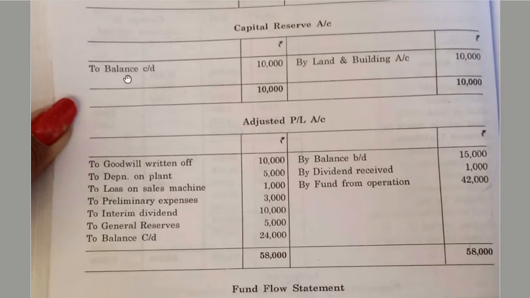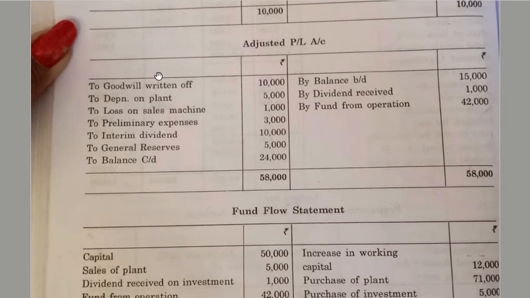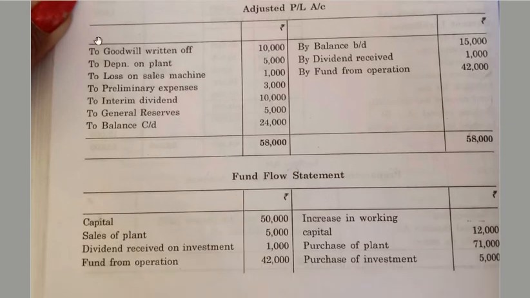Capital reserve account, to balance carried down. In your land and building you have debited it, so here you will be crediting it, the corresponding entry. So by land and building account 10,000, to balance carried down 10,000.